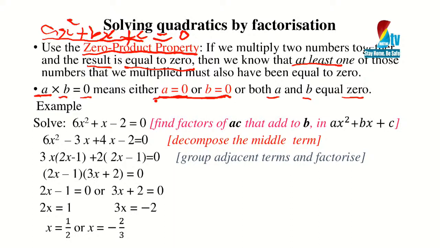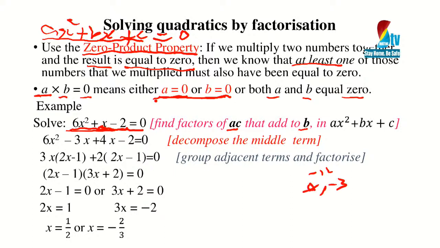Let's look at the following example. Solve 6x squared plus x minus 2 equals 0. We are going to solve this equation by using the factorization method. When we factorize the left hand side, we have to find factors of ac whose sum is equal to b in the expression. ac is going to give us negative 12. Then we look for factors of negative 12 whose sum is positive 1, because the coefficient of x here is positive 1. The factors of negative 12 whose sum is positive 1 are 4 and negative 3.